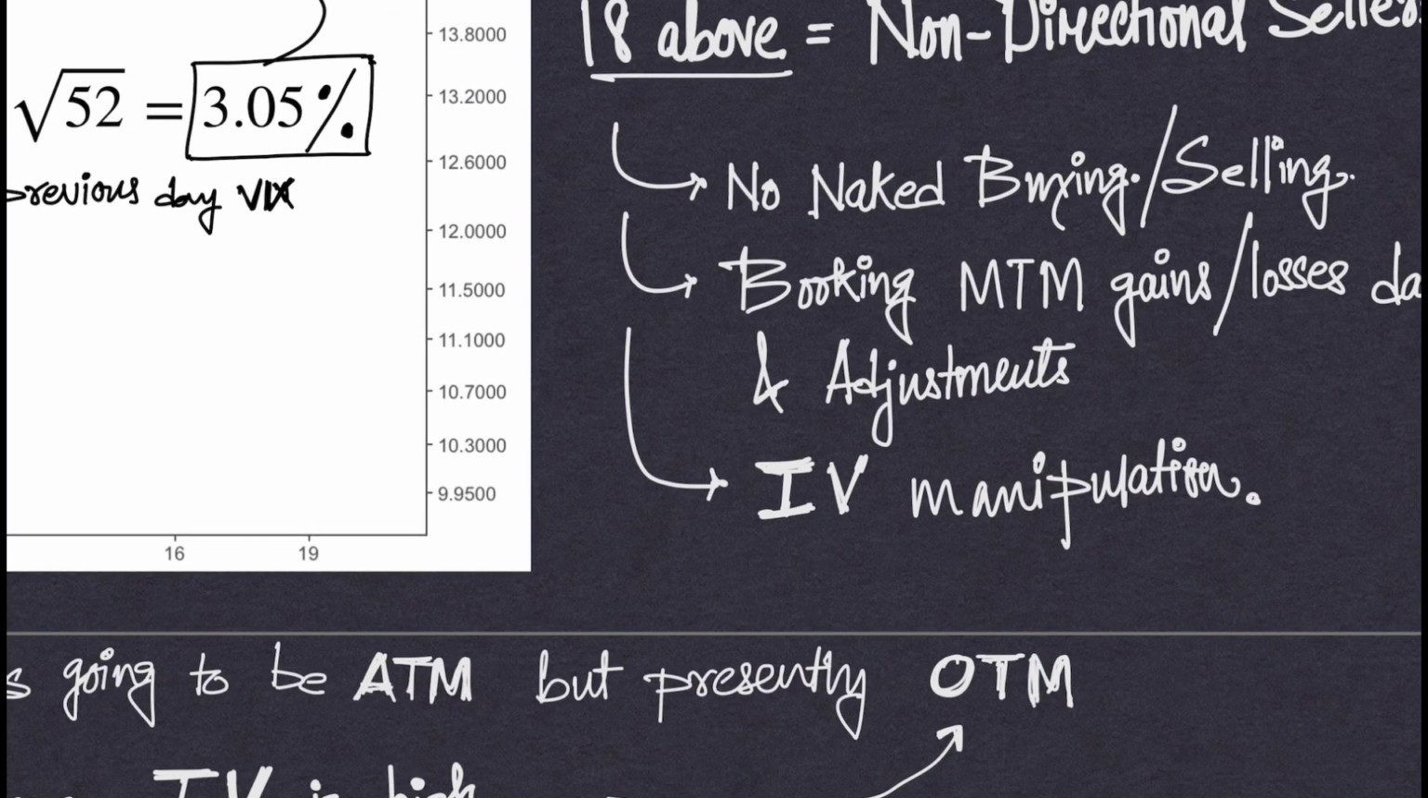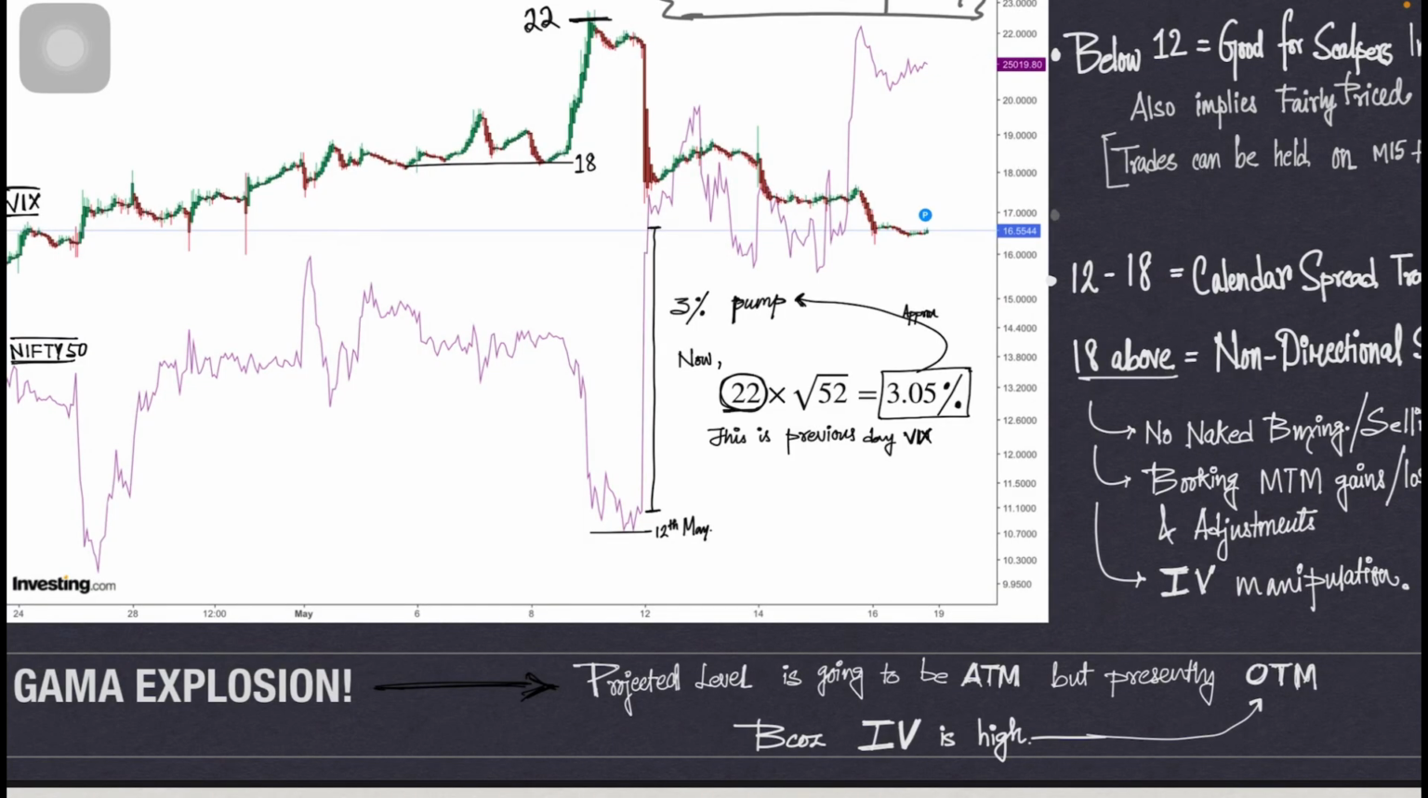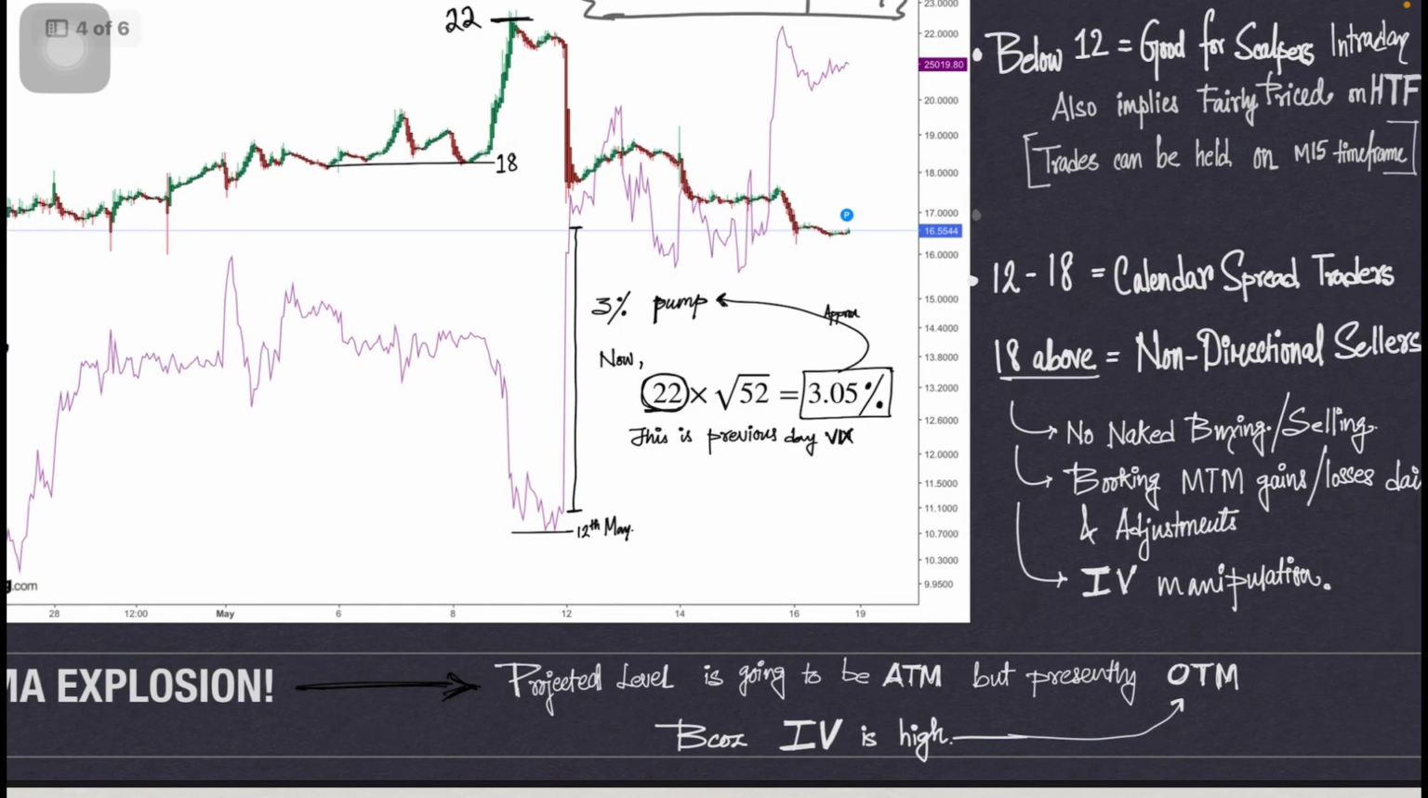We do need to be aware of IV manipulation as well, and gamma explosion happens when the projected level is going to be at the money but is presently out of the money, and that is when the IV of that contract is very high and it is much likely to experience gamma explosion.